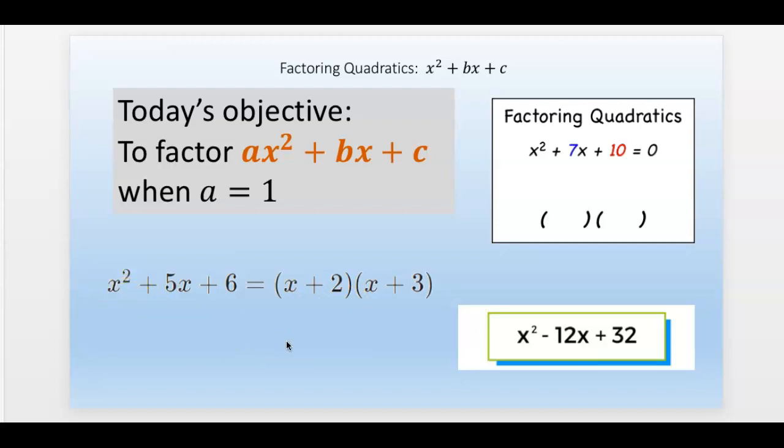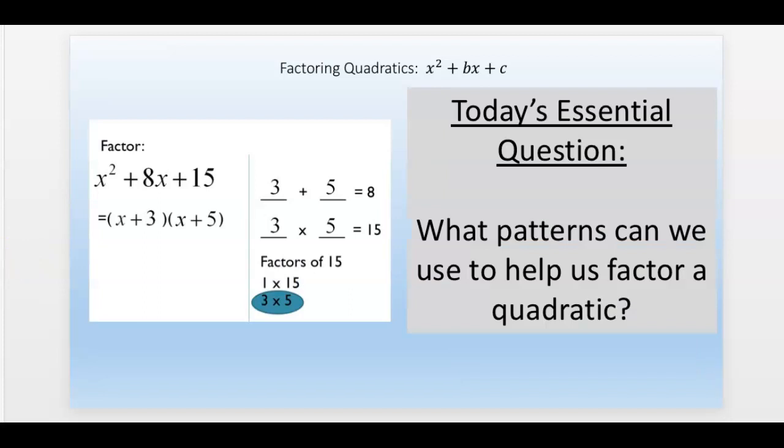I just want to point out something right here since this shows a factor. A quadratic factors into 2 linear factors, and they're often linear binomials. They each have 2 terms. And if you notice something, 3 times 2 is 6, and 3 plus 2 is 5. See that? That happens quite a bit. Today's essential question: what patterns can we use to help us factor a quadratic?